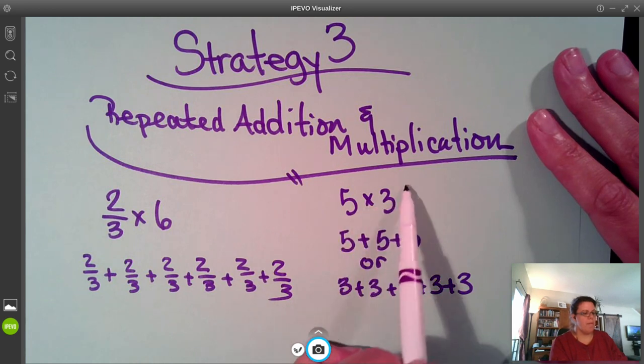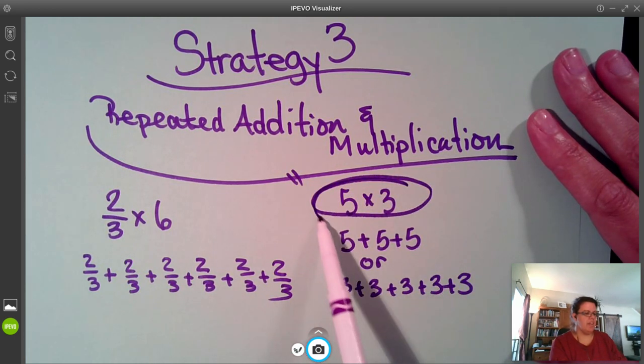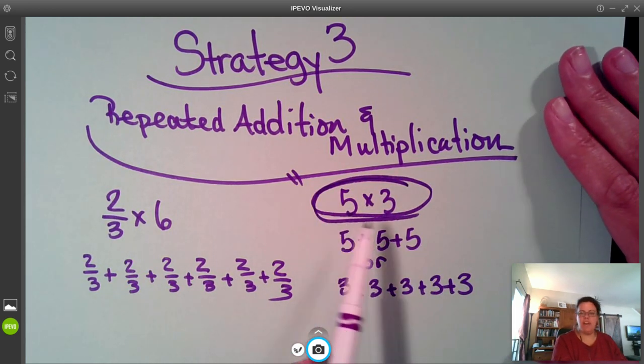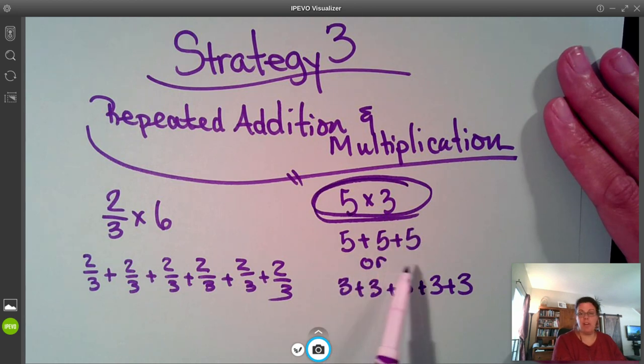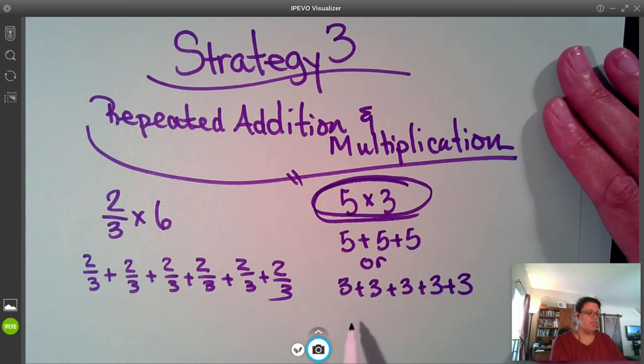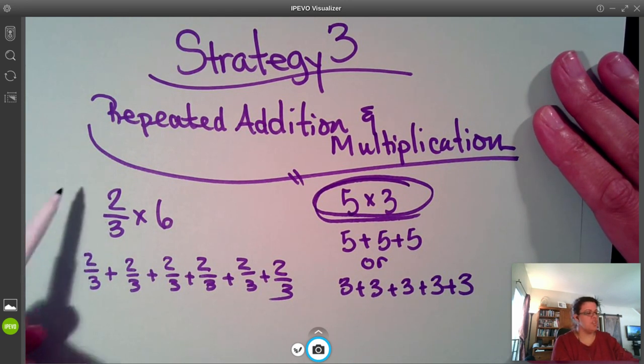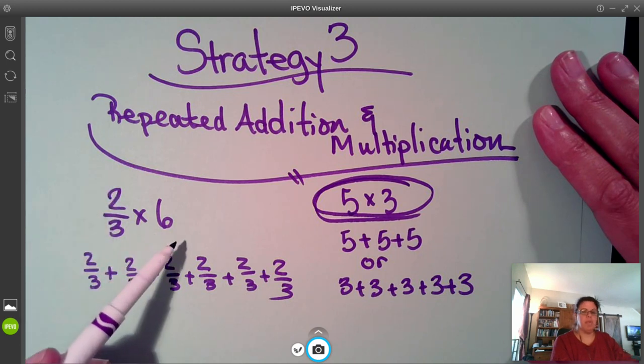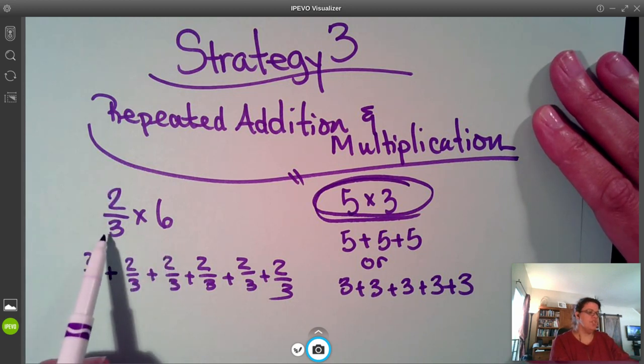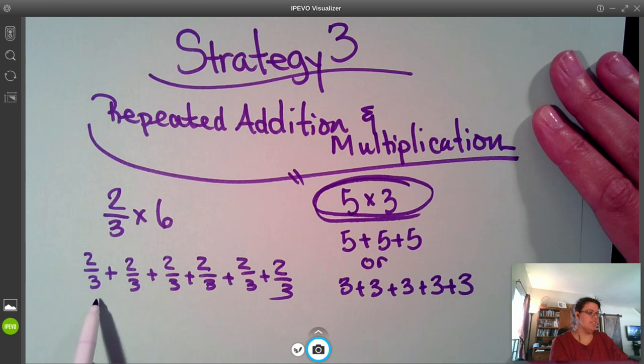So remember back when you first started learning how to multiply, we know that 5 times 3, we could do 5 plus 5 plus 5, or we could do 3 plus 3 plus 3 plus 3 plus 3. Okay, fractions are the same way. When we're multiplying a fraction, we can take the fraction and multiply it by a whole number. So 2/3 times 6, we would take 2/3 and add it 6 times. That's 1, 2, 3, 4, 5, 6.